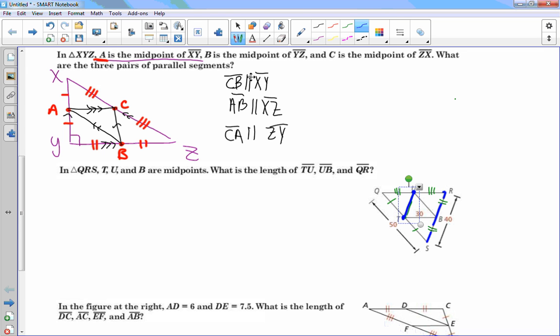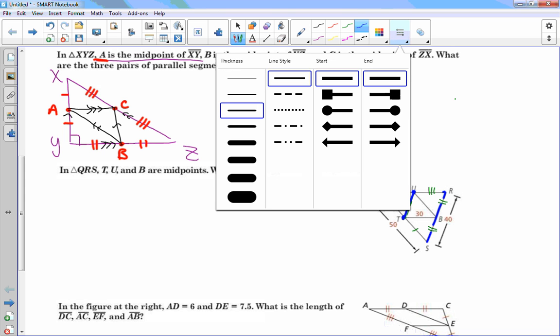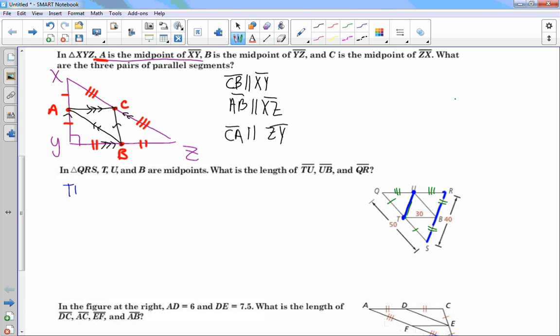TU is half. Good. The bar is 40. How long is TU? 20. See? Easy. So TU is 20. And it's not a degree or anything. We don't know inches or feet, so we'll just put 20, because it's half.